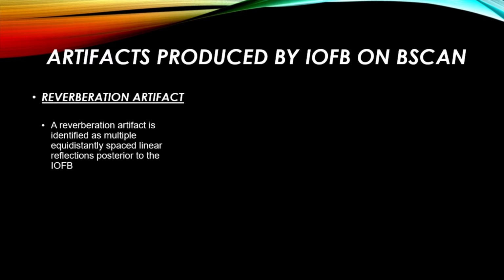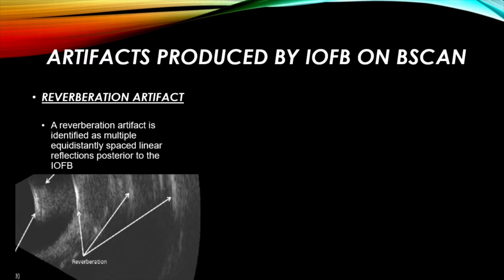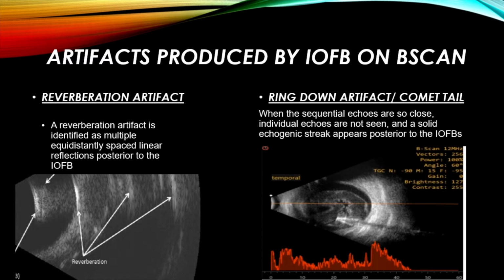The artifacts produced by IOFB on the B-scan are produced because the ultrasound beam that is passed comes across two parallel reflecting surfaces, hence they produce artifacts. First is the reverberation artifact. The reverberation artifact is identified as multiple equidistantly spaced linear reflections that are noted posterior to the IOFB. And second is the ring down artifact or comet tail artifact. Here, the sequential echoes are so close that the individual echoes are not seen, and a solid echogenic streak appears posterior to the IOFB.